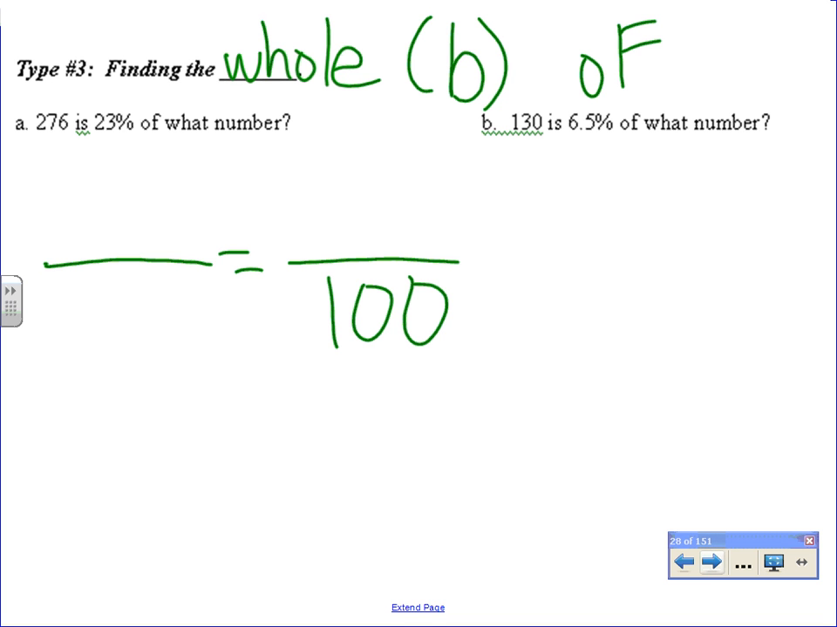This type is probably the most difficult type. Ray, what can we fill in? How'd you know that? Good job. Good job. And that always goes above 100, right? Good. And we're finding the whole. Good. And you can either put b here or x. I have a bad habit of always putting x. But we need to find the whole number. Drew, question or answer? Okay. Use cross products to solve.